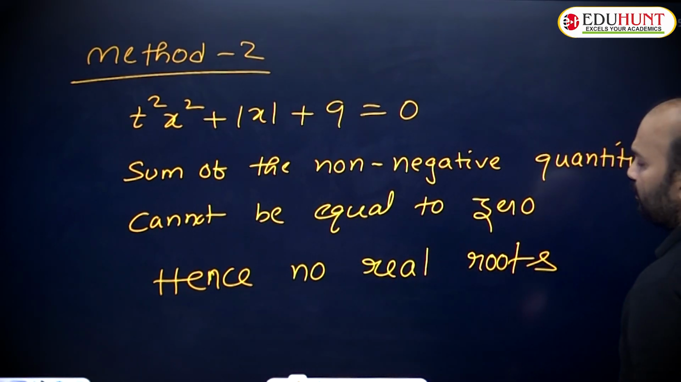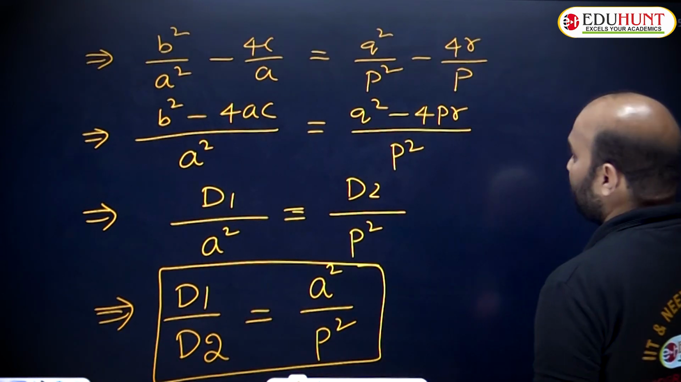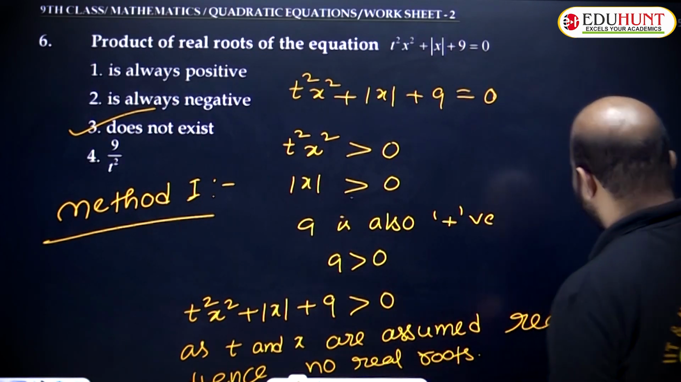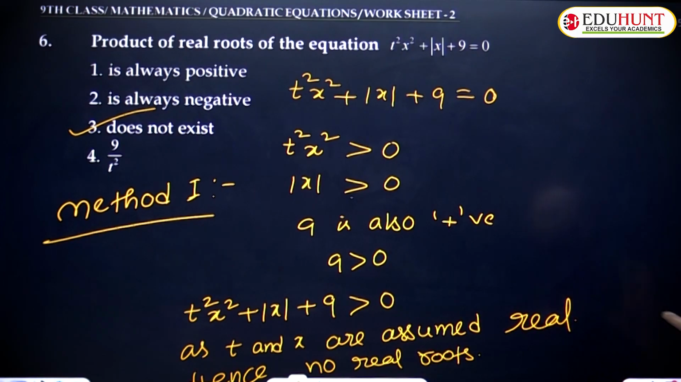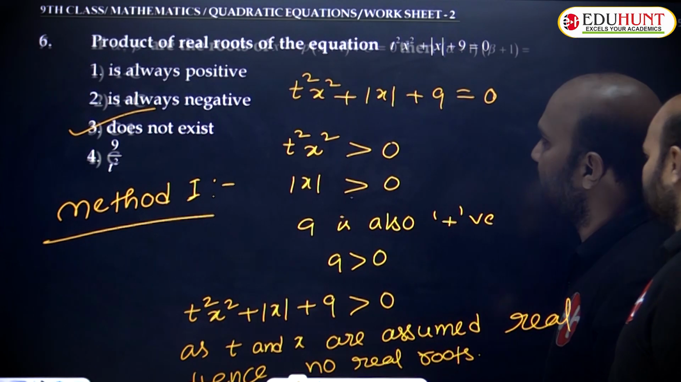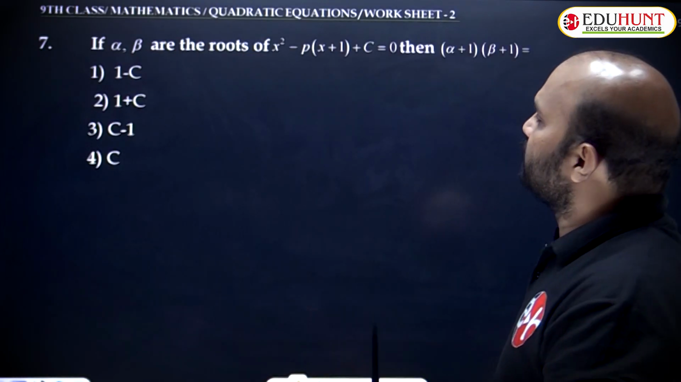So what is the final answer? Finally you can say the real roots of the equation t square x square plus mod x plus 9 equal to 0 do not exist. Option 3 is the right answer. Yes. Let us go to question number 7.